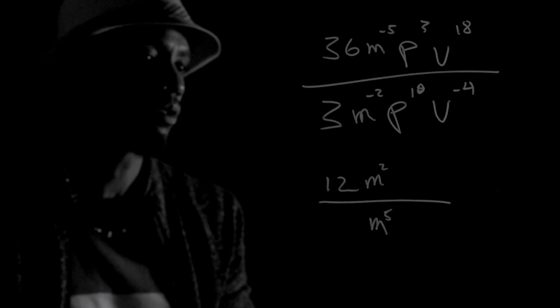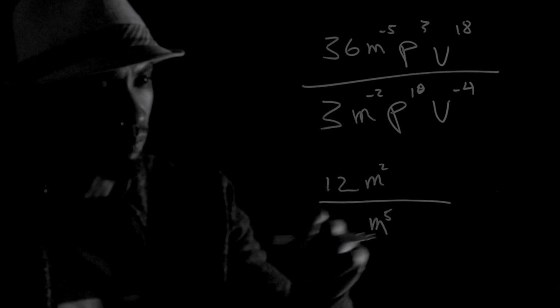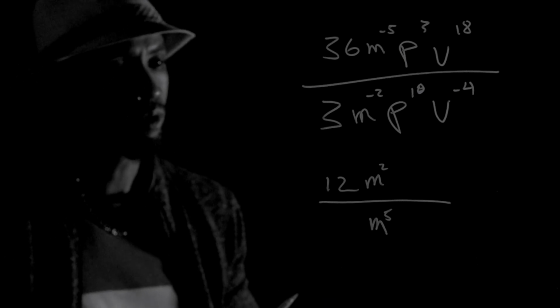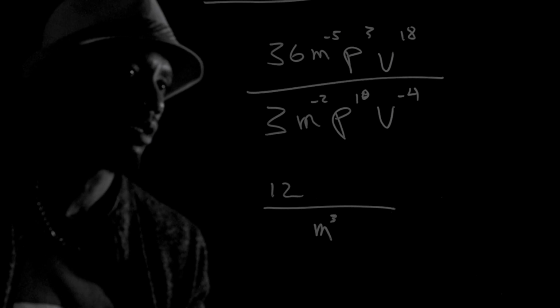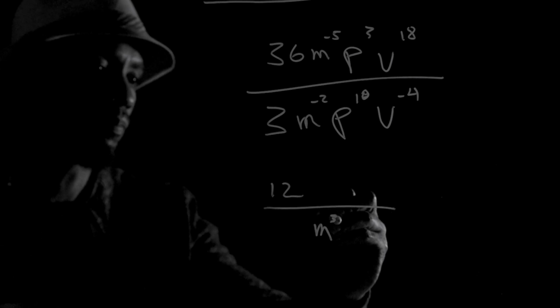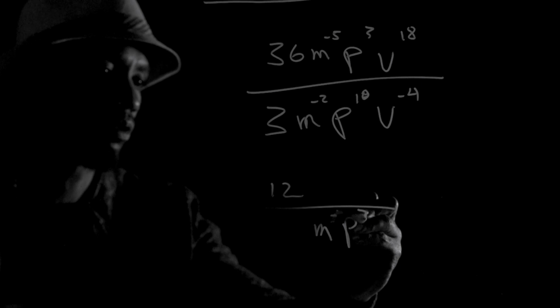And then after that, you can say, okay, fine, where's there more m's? On the bottom. And then what's the difference? The answer is 3. And now let's do the p's. We have 10 on the bottom, 3 on the top, so bottom wins, and the difference is 7.